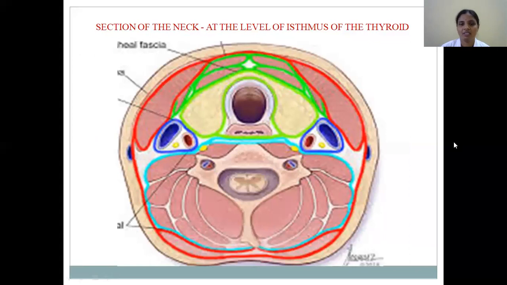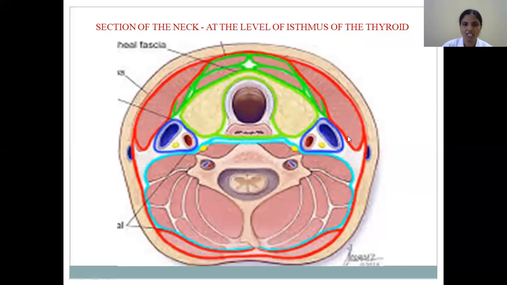Good morning, everyone. It's already late, but the topic is for all of you to identify this picture. Here, this is a section taken of the neck, at the level of the isthmus of the thyroid gland. Just observe the picture: you can see some fascia surrounding the structures and dividing the neck into compartments. So, what is the purpose? Why is the fascia dividing this neck into compartments?